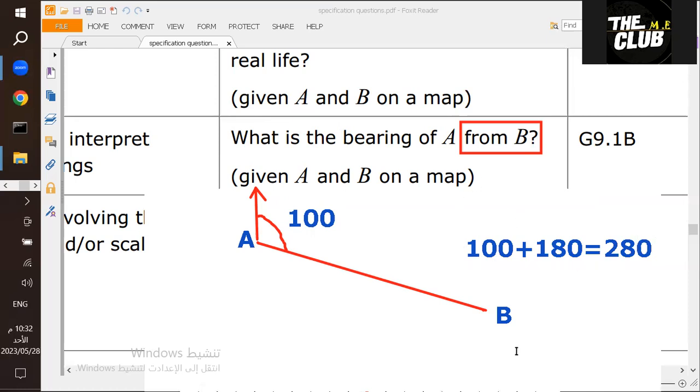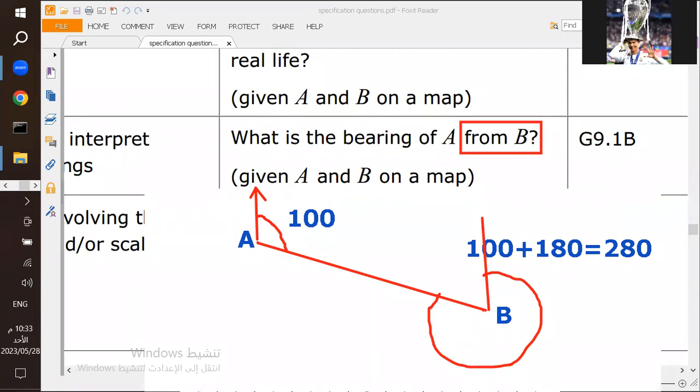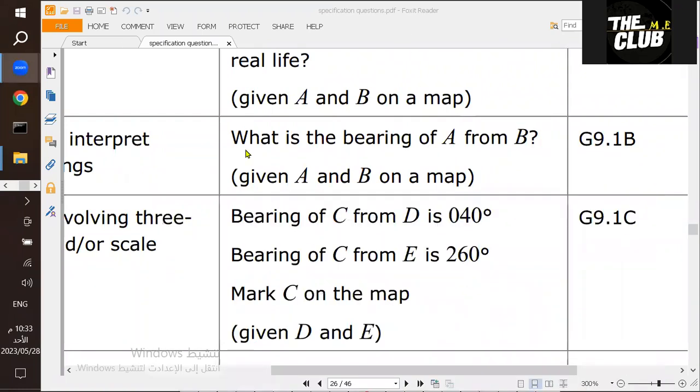That's the idea of this question. Because they need from B, and the angle from B is too big to measure. That's why I found it from A and then added 180. Okay? You understand the idea? And in the real test, we should measure with the ruler. Yes. Okay, that's the idea of bearing. So you're supposed to understand bearing questions.